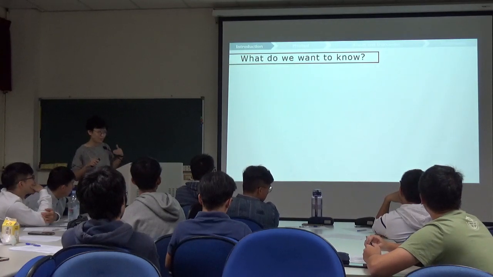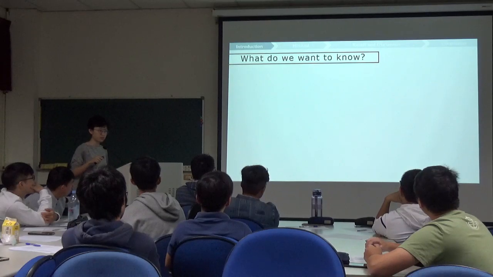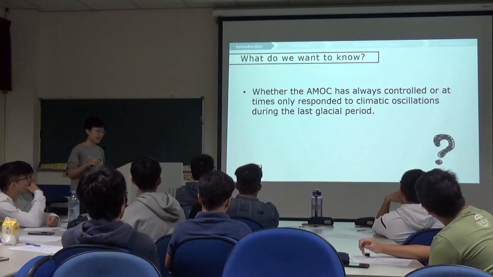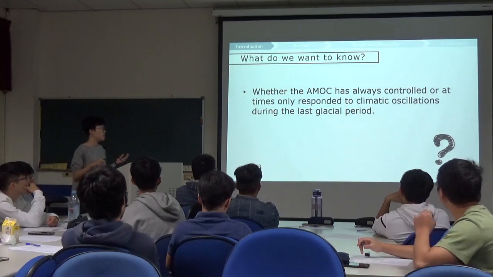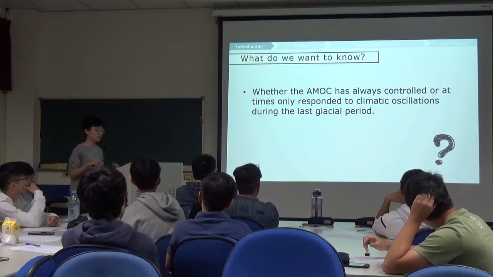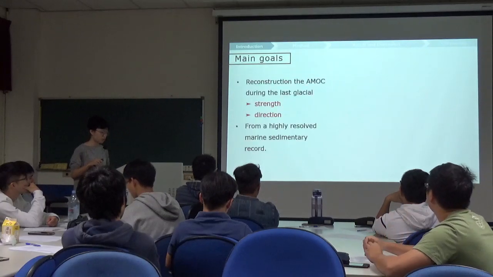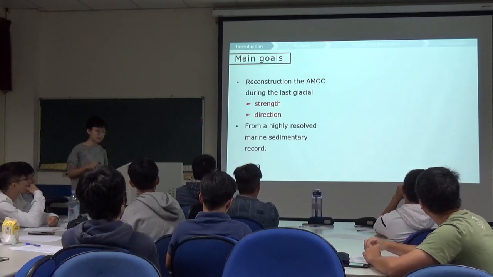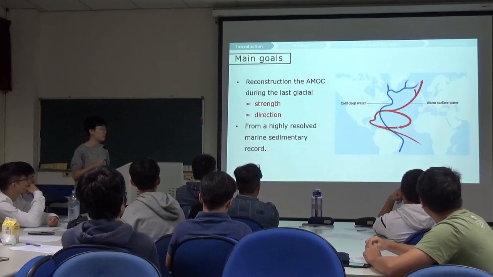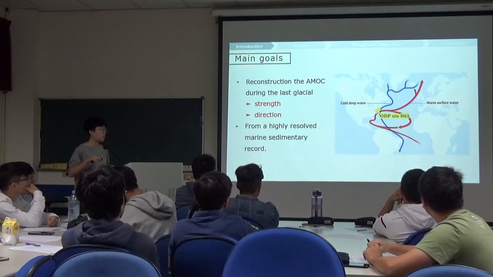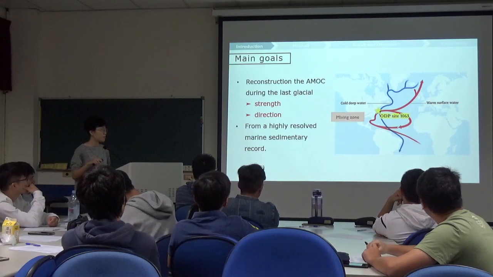So let's go back to our research. What do we want to know? We want to know whether the AMOC has always controlled the climate, or only sometimes controlled the climate. Our main goal is to reconstruct the strength and the direction of AMOC during the last glacial cycle. Our sediment data is from ODP site 1063, which is in the mixing zone.